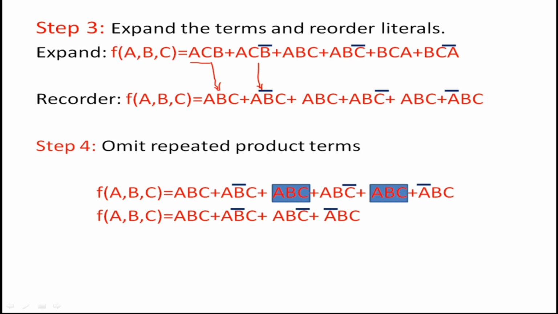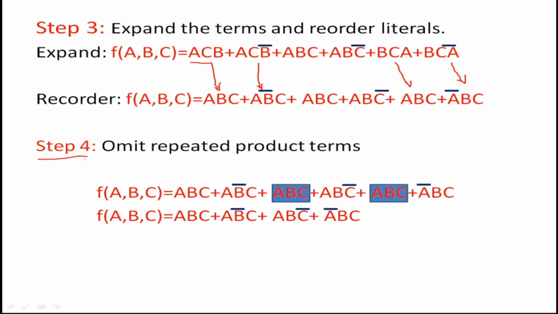Here it becomes ABC bar. Okay. Here BCA becomes ABC. We have reordered it. And here BCA bar becomes A bar BC. So this is how the third step is going to be towards converting a SOP into a standard sum of product form. Hope you have understood this third step.